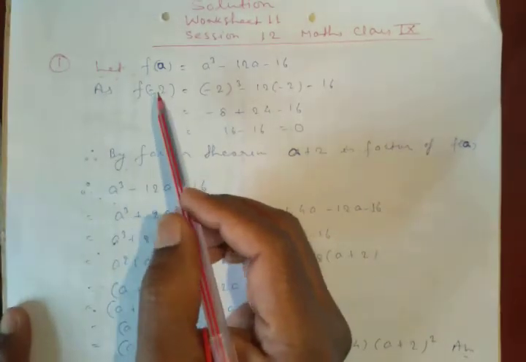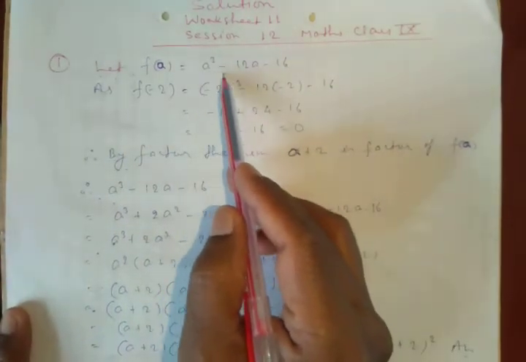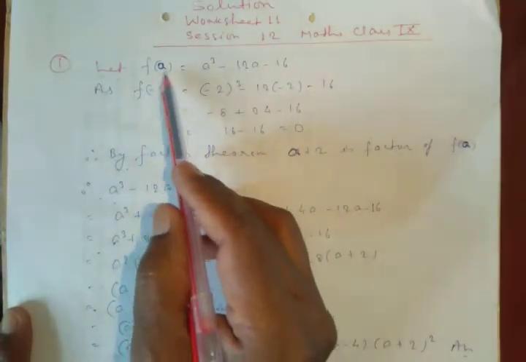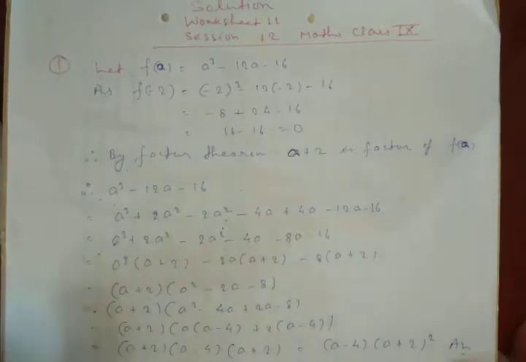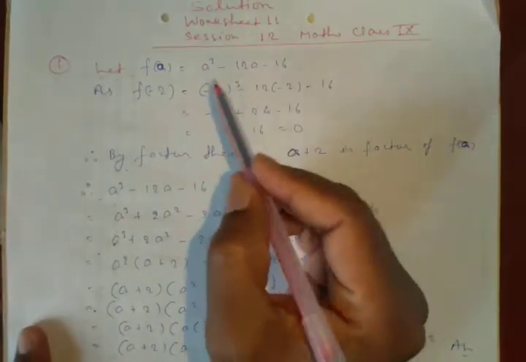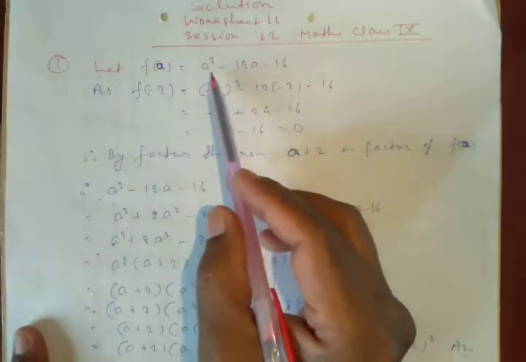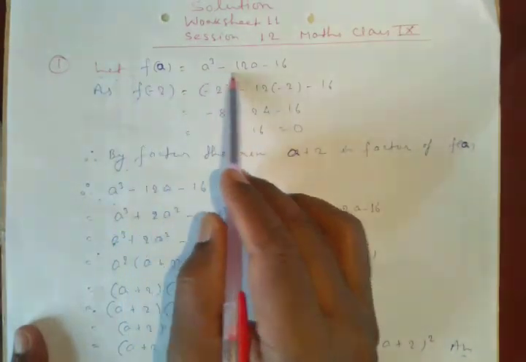In this first question we have a cube minus 12a minus 16. This is the polynomial which is given. Suppose this is f(a) equal to this, and here you will choose the value of a so that the value of this will be equal to 0.